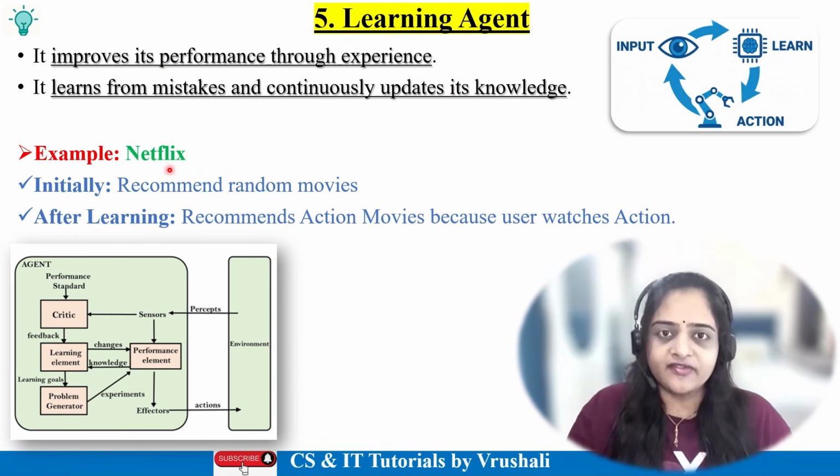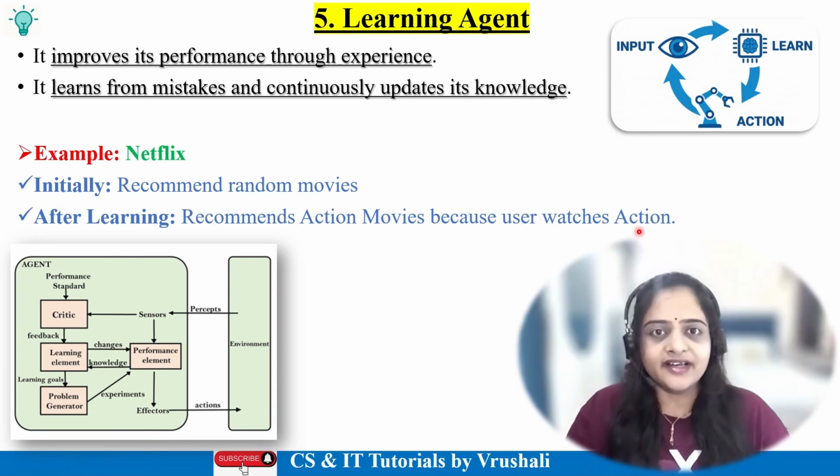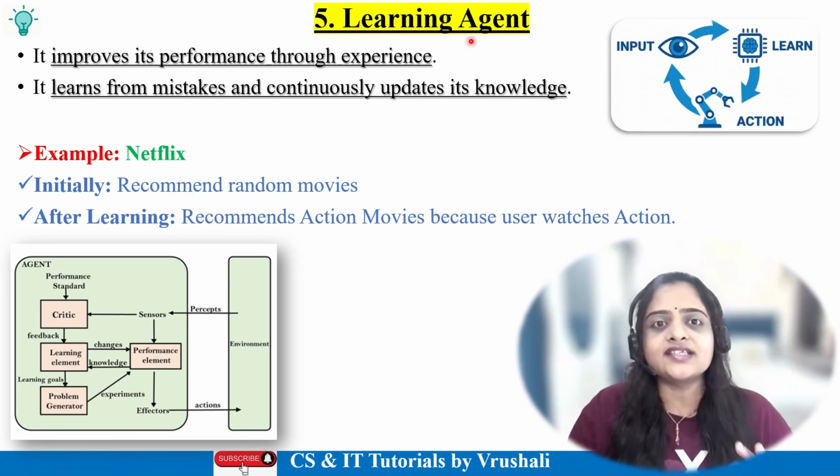For example, Netflix. When you have installed Netflix for the first time on your mobile, initially they recommend random movies, but after learning they recommend action movies because the user watches action movies more, right? So according to the history, according to the user's decisions, they recommend the particular product or particular movies, right? So this is called a learning agent.